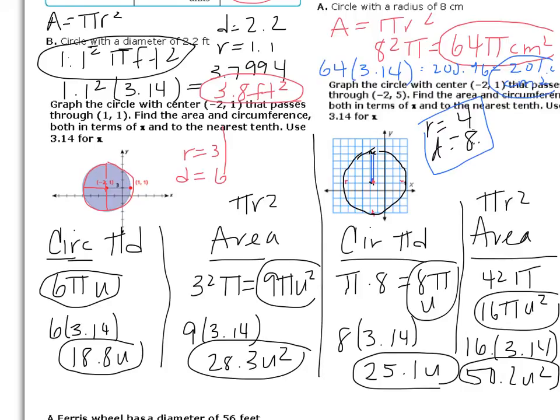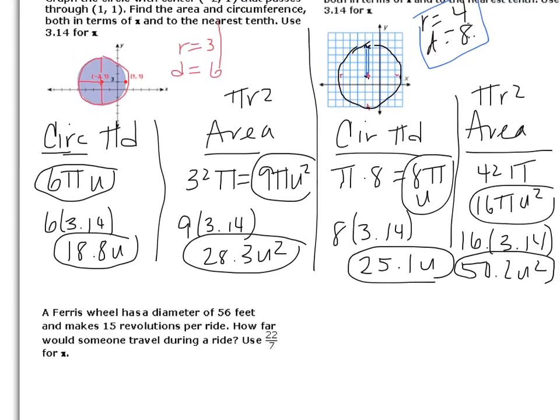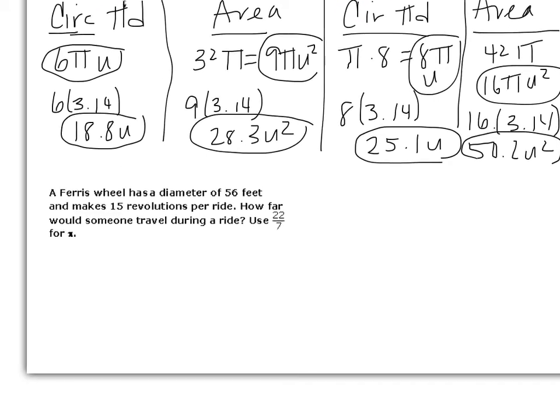Then for area, the formula is pi r squared. So my radius was 4. 4 squared pi, 4 times 4 is 16, so that's 16 pi units squared. And then to plug in the number instead of the pi symbol, 16 times 3.14 gives you 50.2 units squared, because remember circumference is basic units and area is units squared.